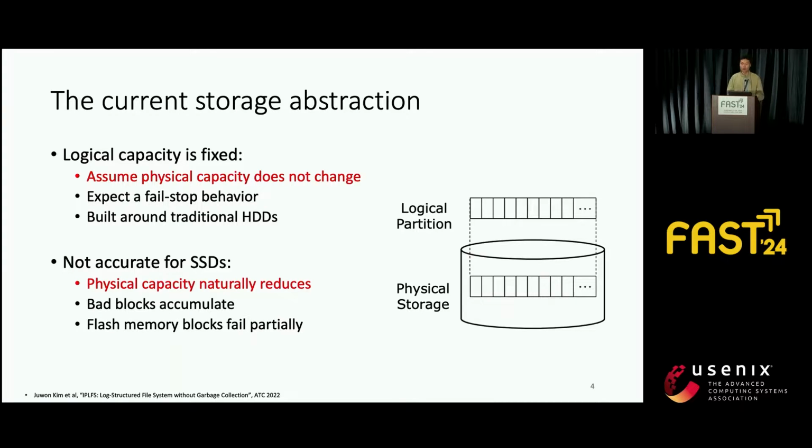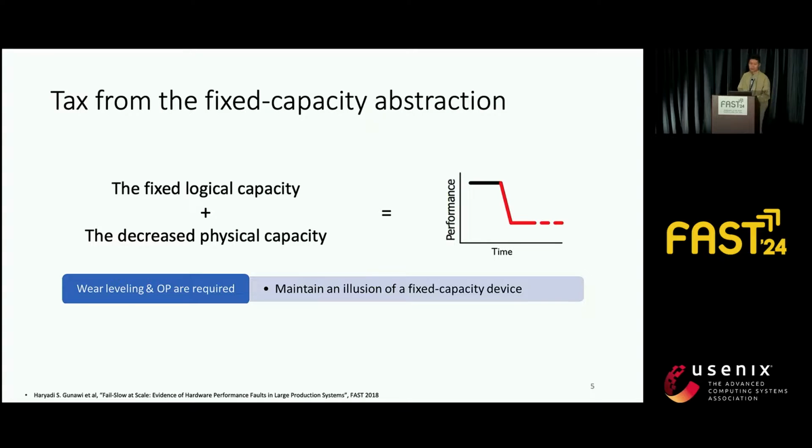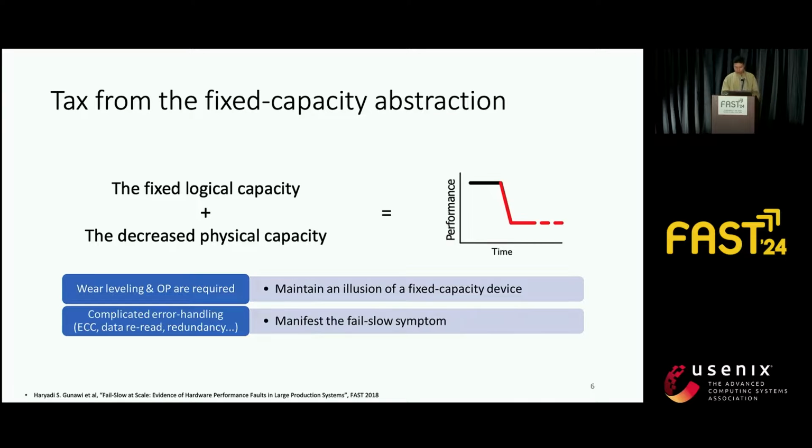The physical capacity of an SSD naturally reduces over time, and the number of bad blocks increases as it ages. During this process, the flash memory blocks fail partially and exhibit more errors. As a result, the existing fixed capacity abstraction requires the SSD to implement wear-leveling algorithms and over-provision its physical capacity in order to maintain the illusion of a fixed capacity device. This in turn complicates the error handling mechanism within the device and manifests as fail-slow symptoms.